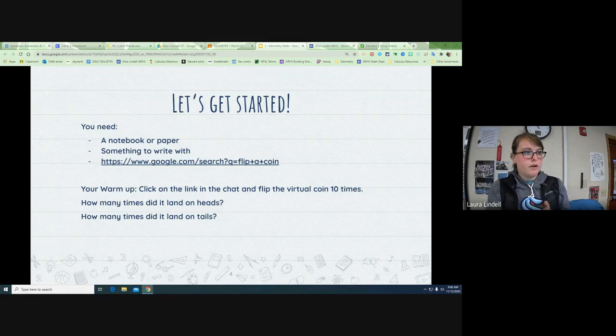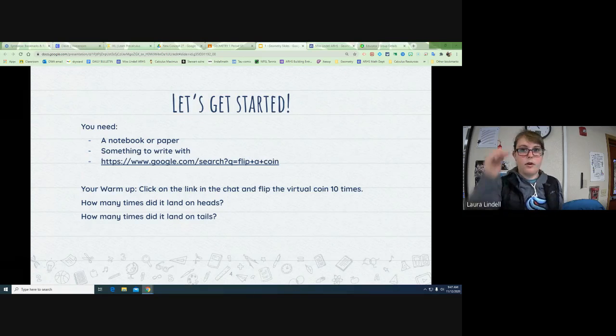So for a coin flip, a bunch of us have done this virtual coin flip, and we've gotten all different kinds of results, right? Some people got 5 heads and 5 tails. Some people got 6 and 4, or 3 and 7, or 7 and 3. I think that's the biggest spread that I've seen so far is 7 and 3.